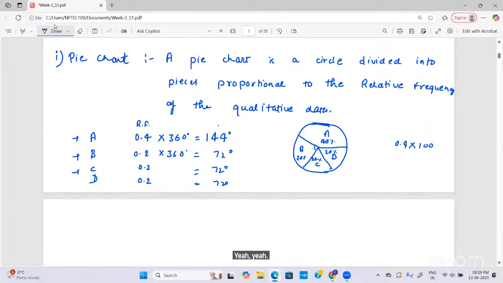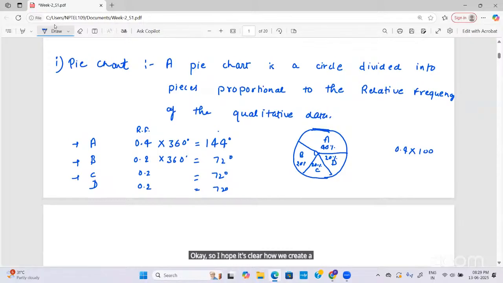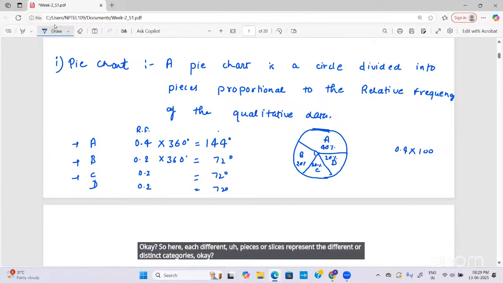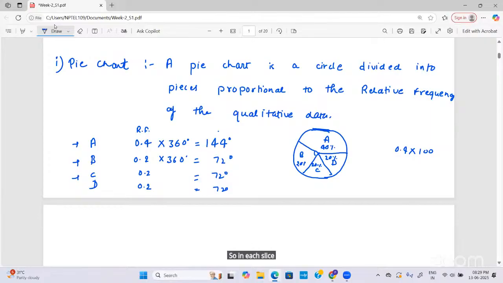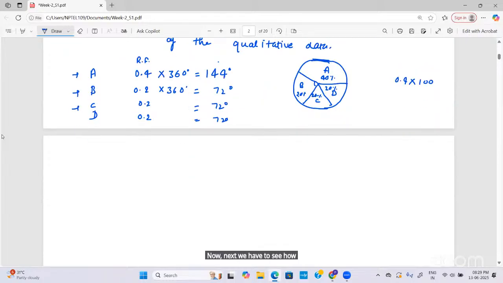Okay, so I hope it's clear how we create a pie chart. Each different piece or slice represents a different or distinct category. In each slice, we should write the category name and the percentage. So this is how we make a pie chart. Now next we have to see how we make the bar chart.